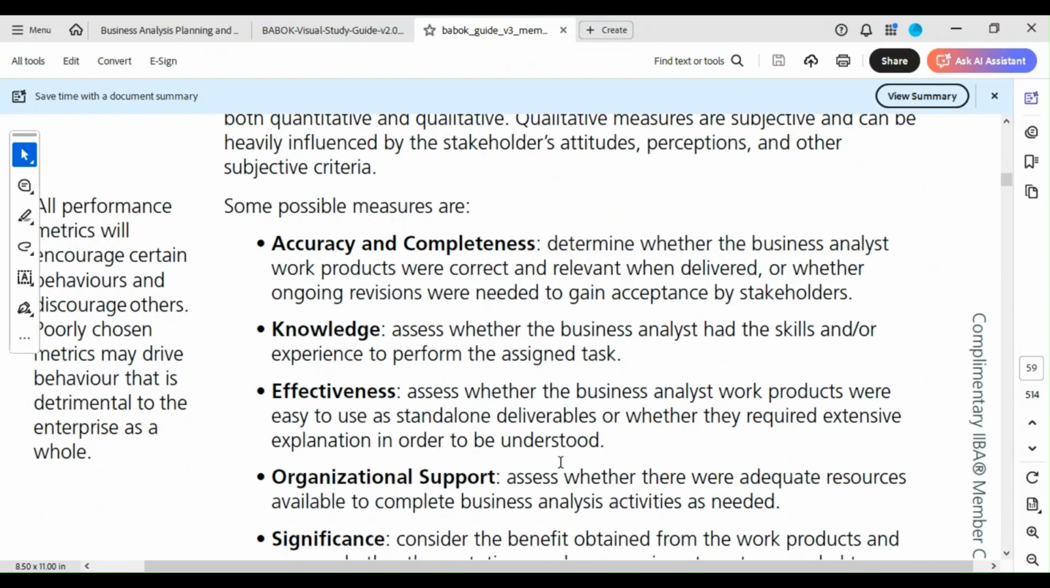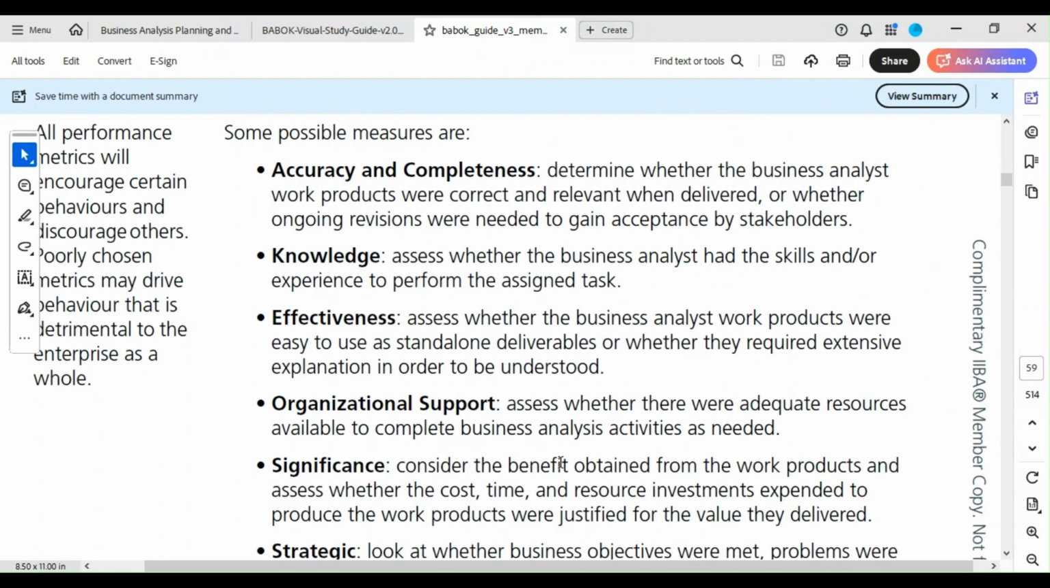So some possible measures are accuracy and completeness. But at this point, I think we are going to take a short break. Okay, we are going to come back and continue.